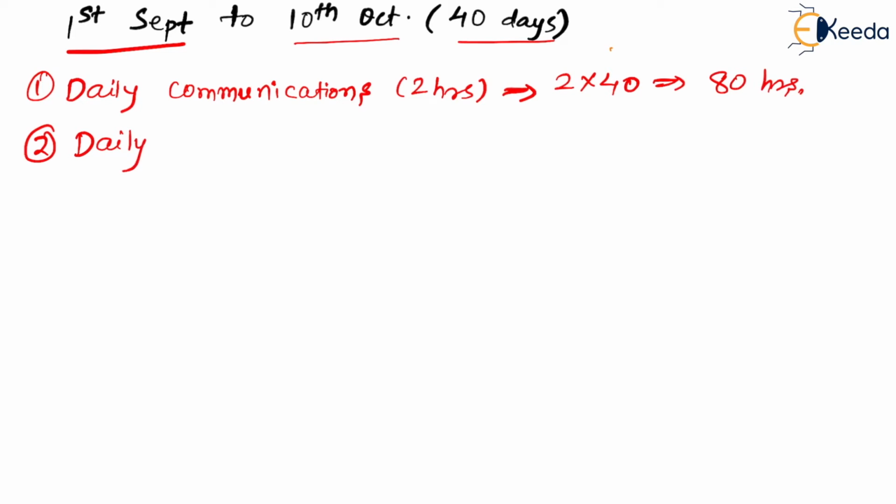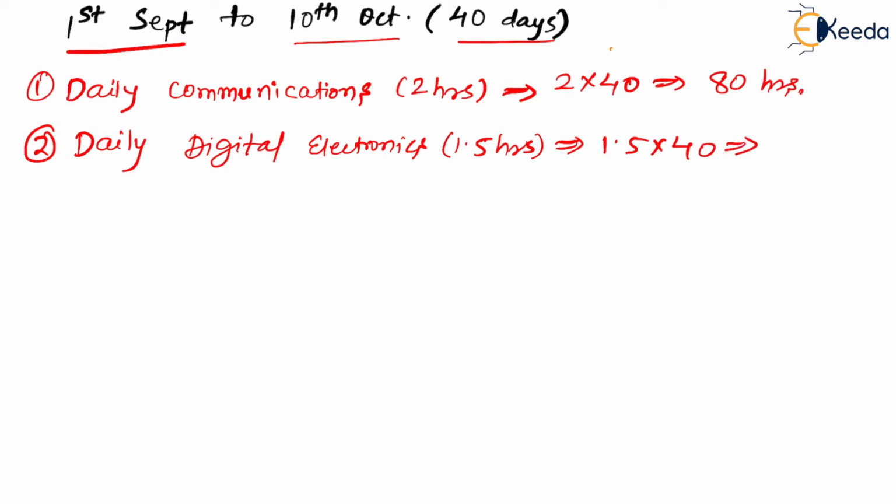Then the next thing you have to prepare simultaneously, daily, is digital electronics. Digital electronics is very easy. So one tough subject and one very light subject. 1.5 hours even if you give, then also 1.5 into 40 is going to be somewhere around 60 hours. Easily you can complete digital electronics as well.